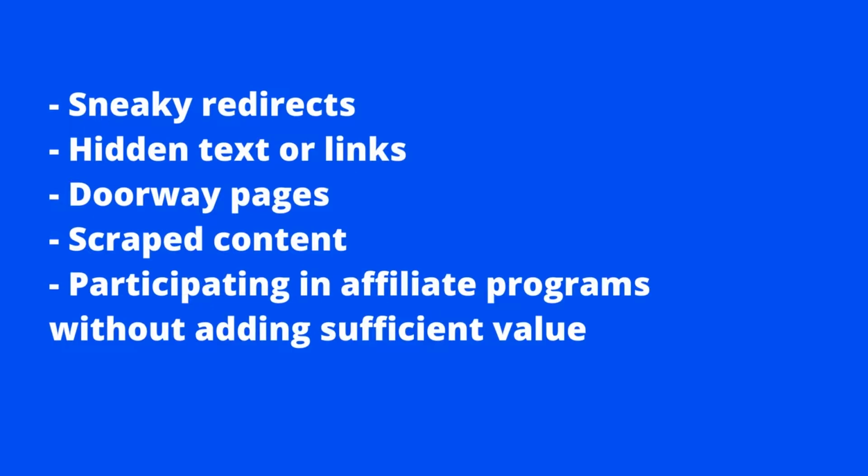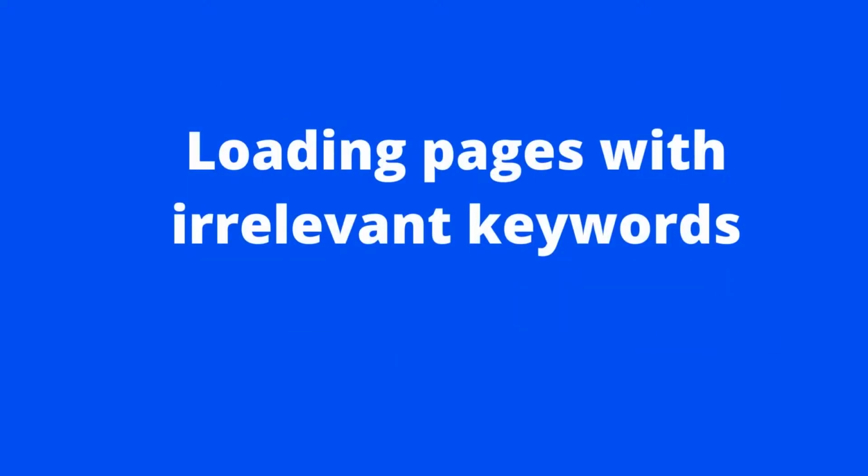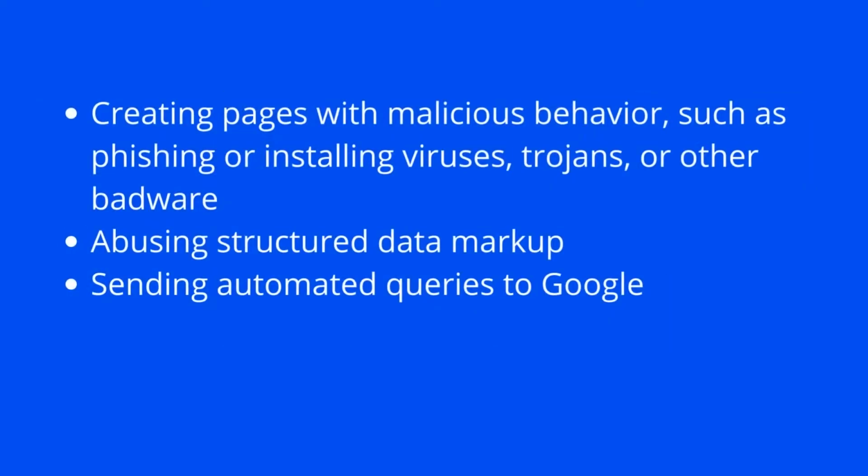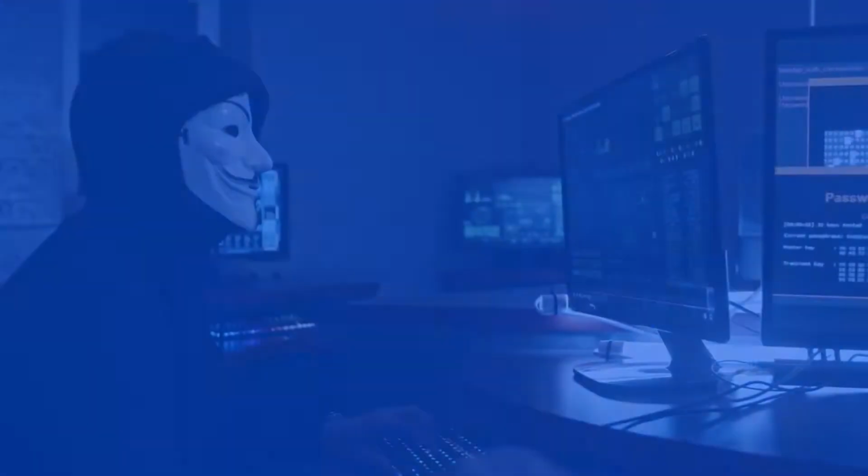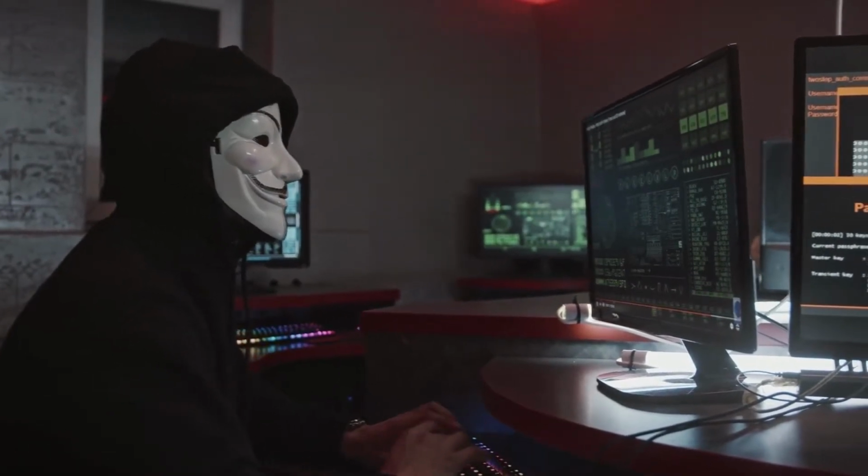Cloaking, sneaky redirects, hidden text or links, doorway pages, scraped content, participating in affiliate programs without adding sufficient value. These are things Google dislikes. Loading pages with irrelevant keywords. For example, you're selling shoes and then you're adding Bitcoin stuff. So don't do that. And creating pages with malicious behavior such as phishing, installing viruses, Trojan horses, or other malware, and abusing structured data markup and sending automated queries to Google. These are things some webmasters still do.